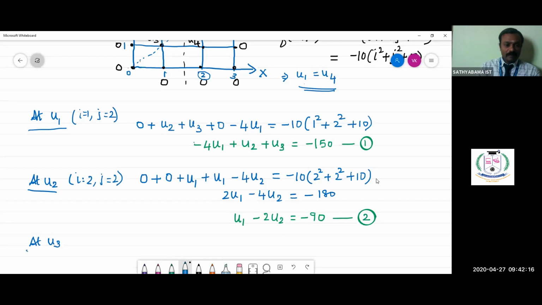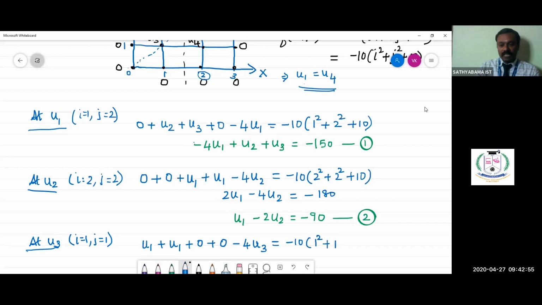Now let's check the values at the mesh point U3. At U3, we find i is equal to 1, j is equal to 1. The point above U3 is U1. To the right of U3 is U4, which is again U1. Below U3, 0. To the left of U3, 0. And minus 4 times the mesh point U3 is equal to minus 10 into (1 squared plus 1 squared) plus 10.